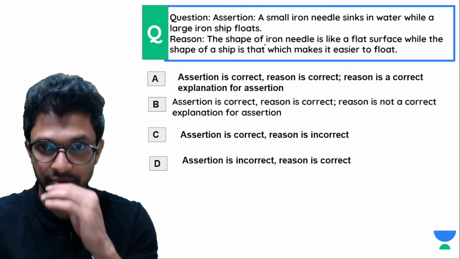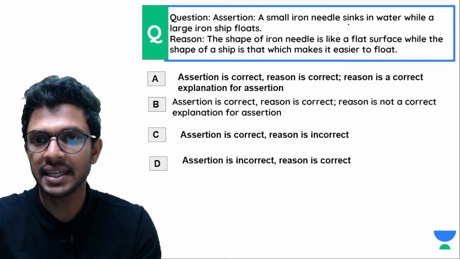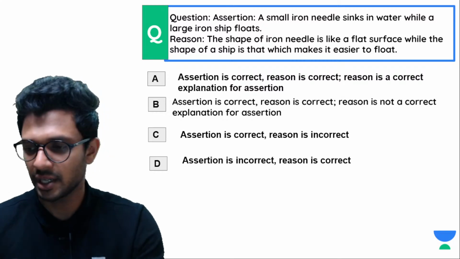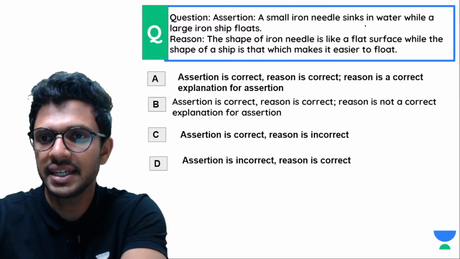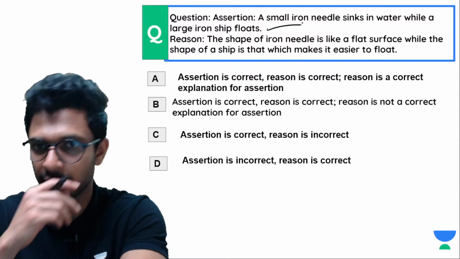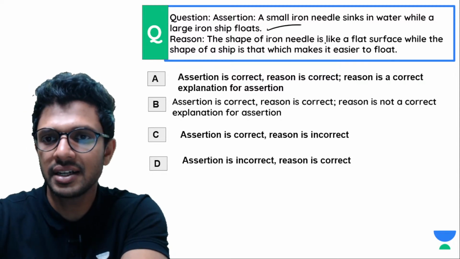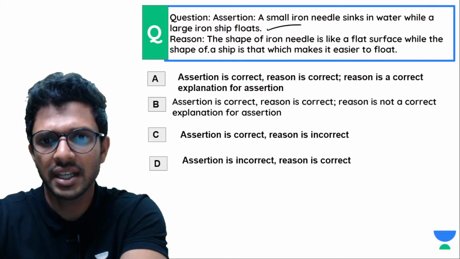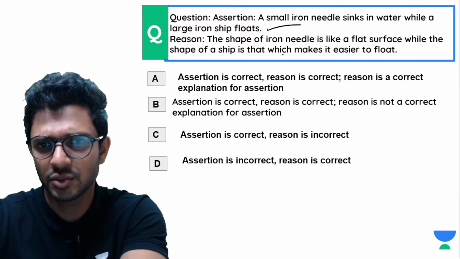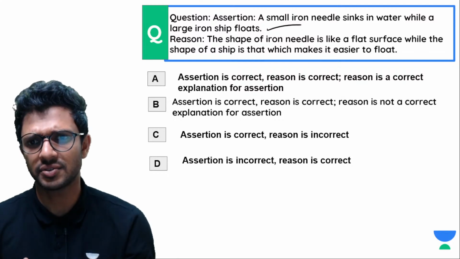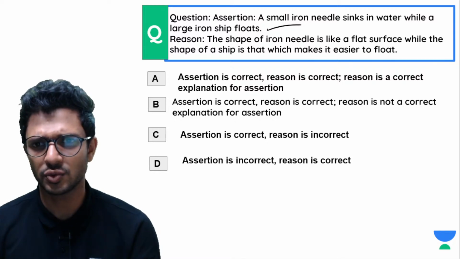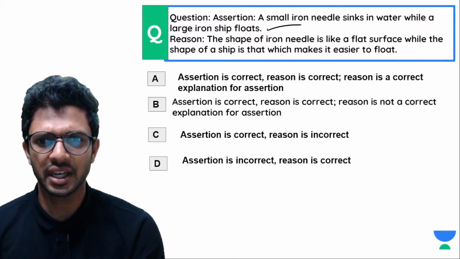Simple assertion reason type. A small iron needle sinks in water, while the large iron ship floats. Let's look into it. Obviously, an iron needle sinks in water while a large iron ship floats, correct? The reason says the shape of an iron needle is like a flat surface, while the shape of a ship is that which makes it easier to float. Yes, absolutely, we can say that, right?